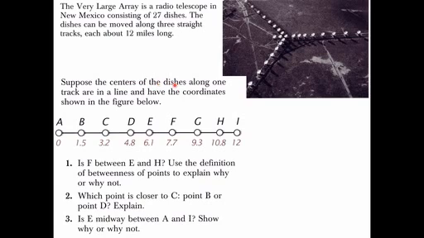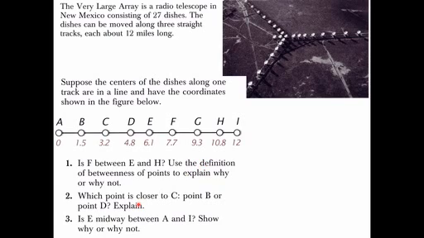Suppose the centers of the dishes along one track are in line, say this one, and have coordinates shown below. Here they are. There are the coordinates. There are the points. Is F between E and H? Before geometry, you would say, well, yeah, obviously, it just is there. It's between them. We want to use the definition to explain why that is. So look back at the definition of betweenness of points.